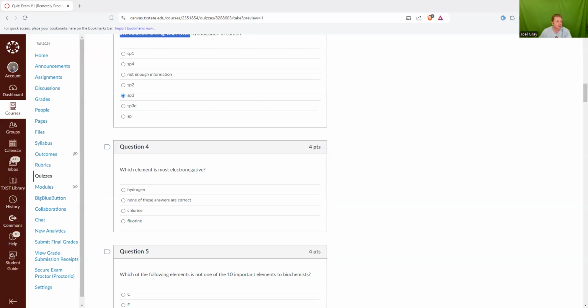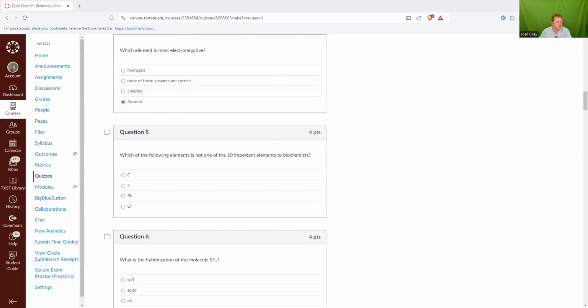Question number 4. Which element is most electronegative? And just remember, fluorine is the most electronegative.